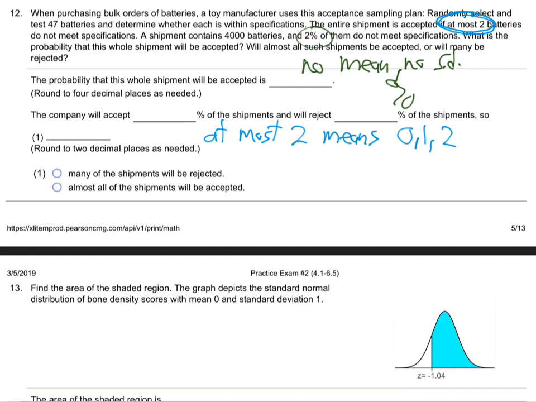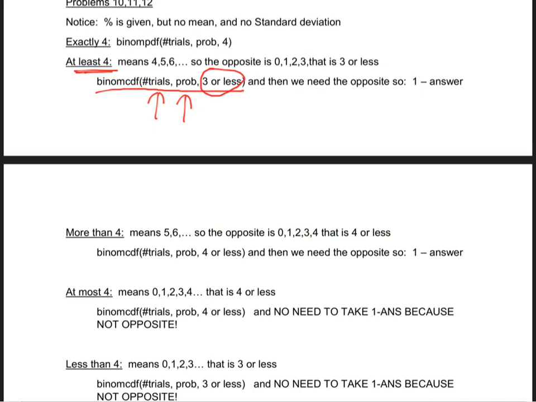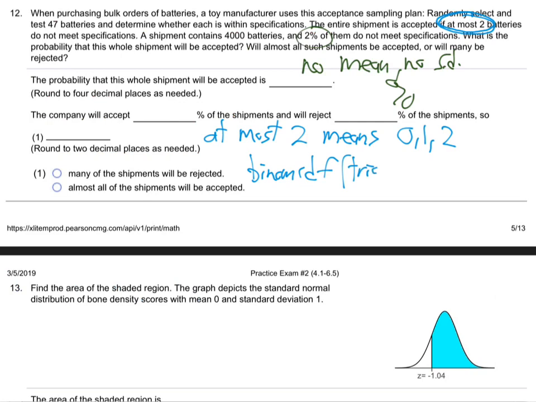So now remember how the binom function works. Binom CDF, let's go back to it. Right there. So here's the at most case. At most, do binom CDF, trials, probability, and again, the last part is always that number or less. So do I need to do the opposite, or can I just stick it in there? It's 2 or less. 0, 1, 2 means 2 or less. So I never had to do opposite on that one.